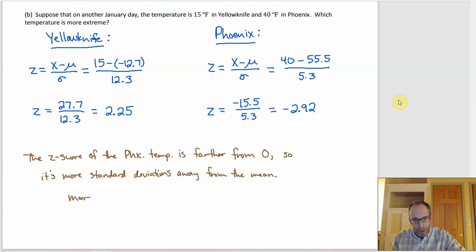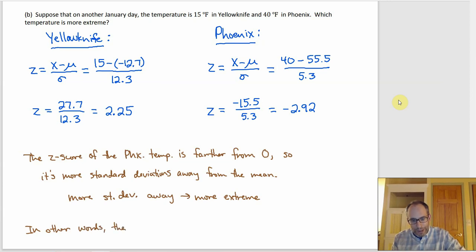So more standard deviations away would be more extreme. So in other words, to actually answer the question directly, the Phoenix temperature is more extreme, right? And it's because the z-score is farther from zero.